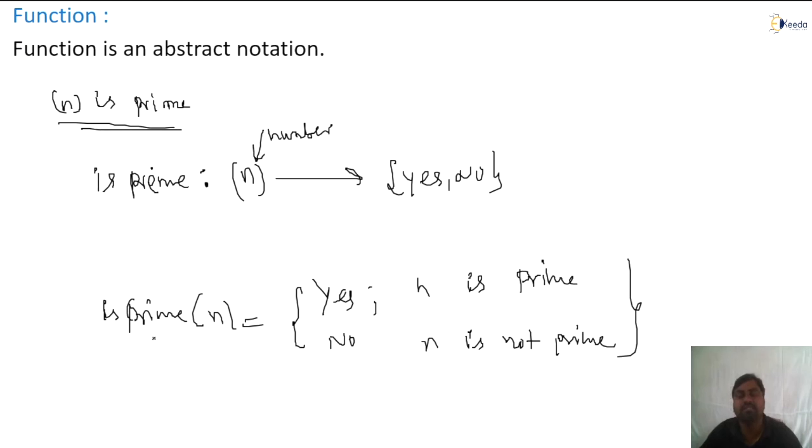How to realize the function here? Simple. You know the logic for finding whether a given number is prime or not. What is the logic? Take a number, find the factors. If a number has exactly two factors, it is prime, otherwise not prime. That logic I can write as step by step actions, right? That is nothing but this function being expressed as an algorithm.